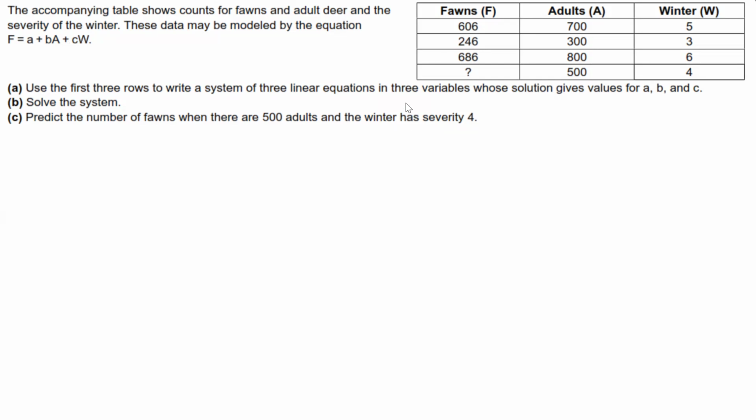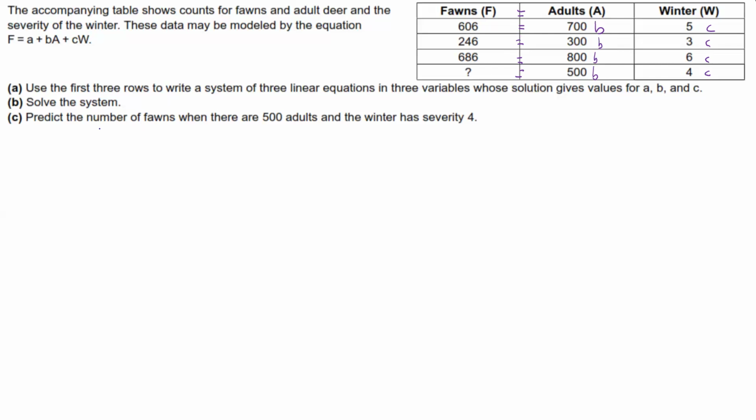And so basically what we have is F equals, so we're just going to put equals here because that's what it really is. And it's going to be A times, and it's going to be a B, and W times, and it's a C. So that's really what we're going to get.